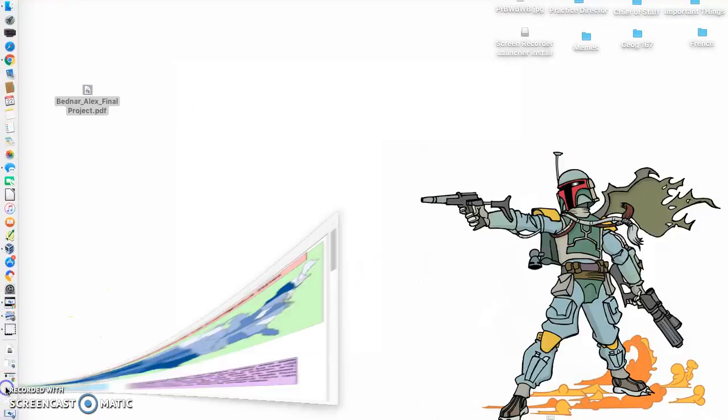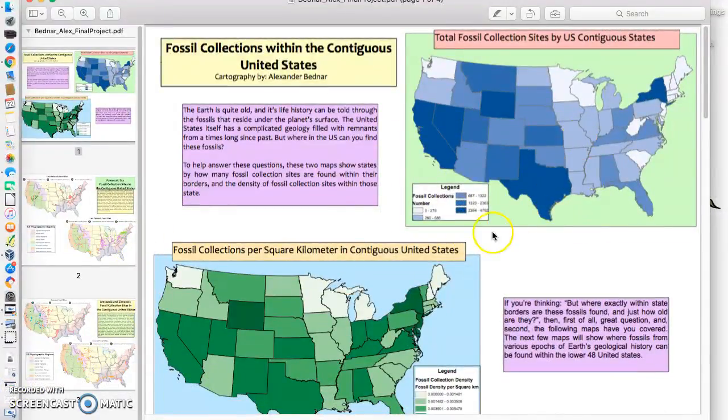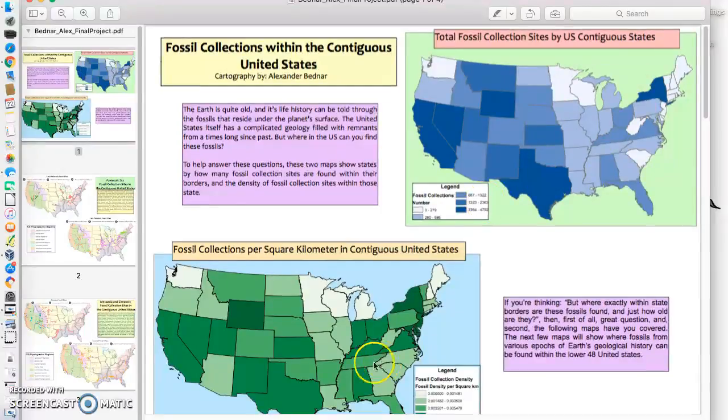My final project is here. It begins with the two maps that include the total fossil collection sites by U.S. contiguous states, as well as the fossil collection sites per square kilometer within the contiguous United States. As you can see, states like Texas and New York have quite a lot of fossils, as well as a lot of fossil density. But when you include density, you can see that Wyoming is a denser fossil region than Texas, although Texas has more fossils than this.